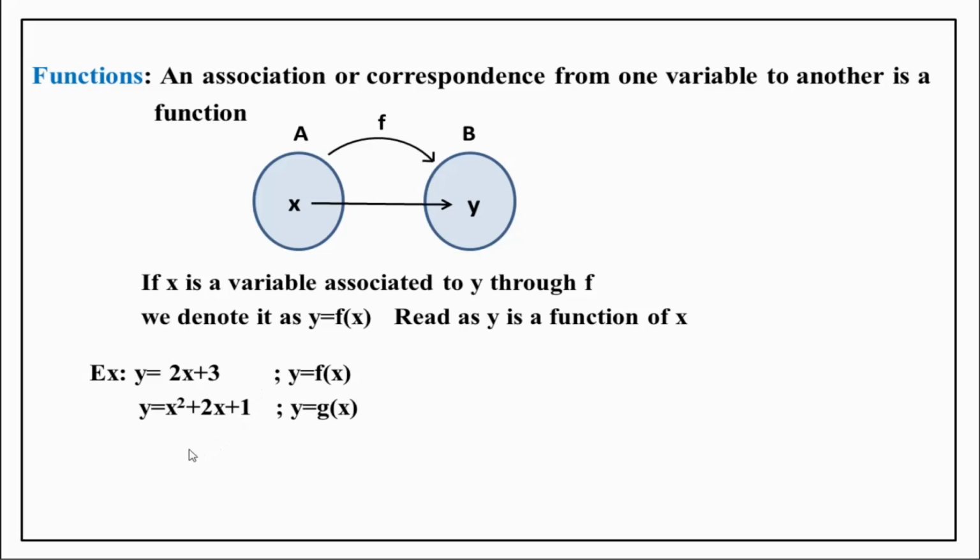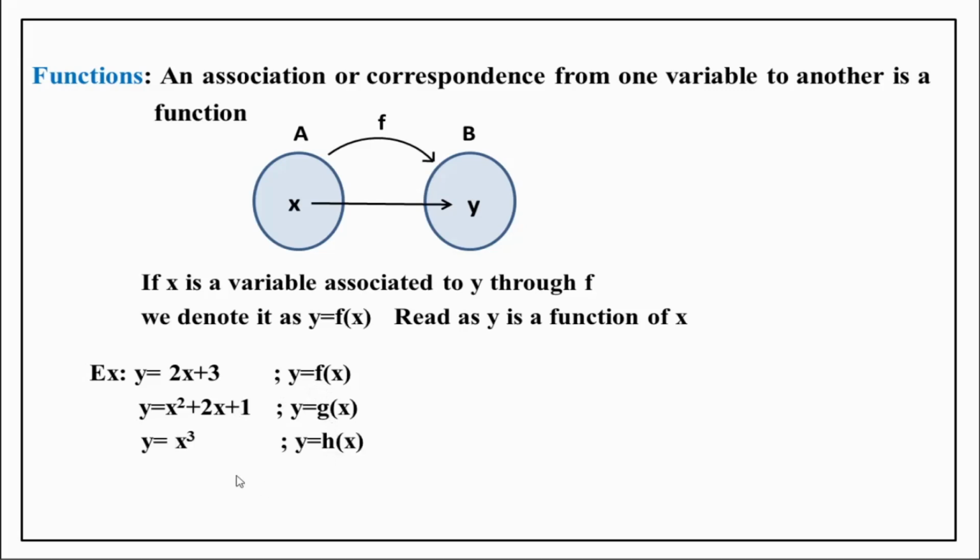Now here in this example, there are variables x and y. They are related to each other. And y is expressed completely in terms of x. So we say y is a function of x. And we denote that as y equal to g of x. You can also denote this as y equal to f of x, but y equal to 2x plus 3 is a different type of association, and y equal to x square plus 2x plus 1 is a different type of association. So just to show the difference here, we use a different alphabet here.